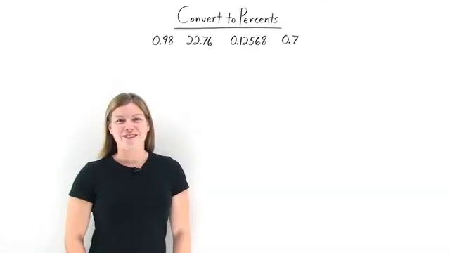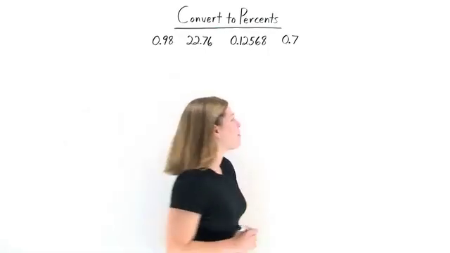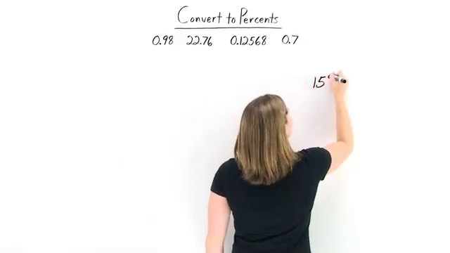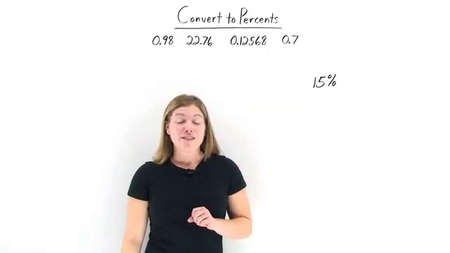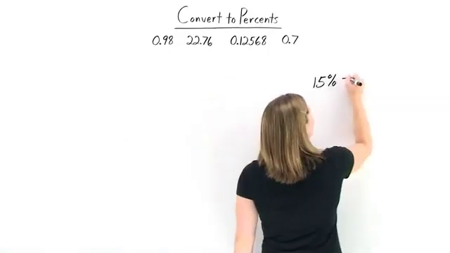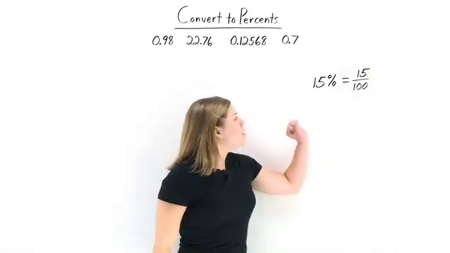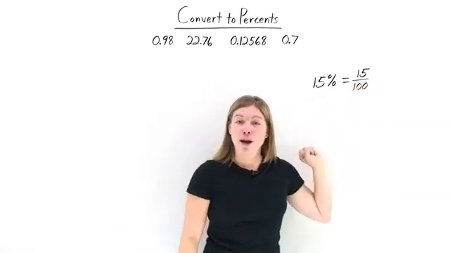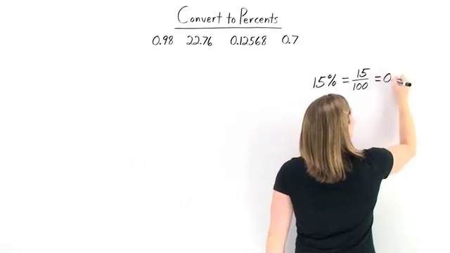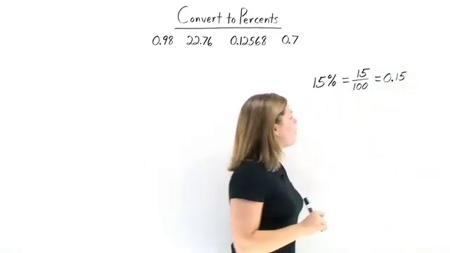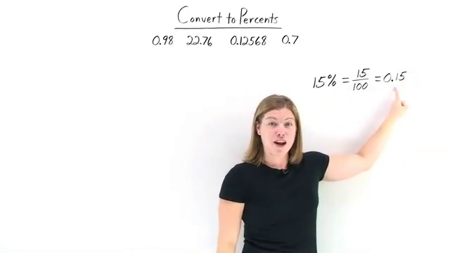Let's convert each of these decimals to a percent. To convert a decimal to a percent, let's start by looking at a percent. Let's take a look at 15%. Now, can we write 15% any other way? Yes, we can. We can write 15% as the fraction 15 over 100. So 15% is the same as 15 divided by 100. Now, if we were to actually take 15 divided by 100, we would get the decimal 0.15. So that means that 15% is the same as the decimal 0.15.